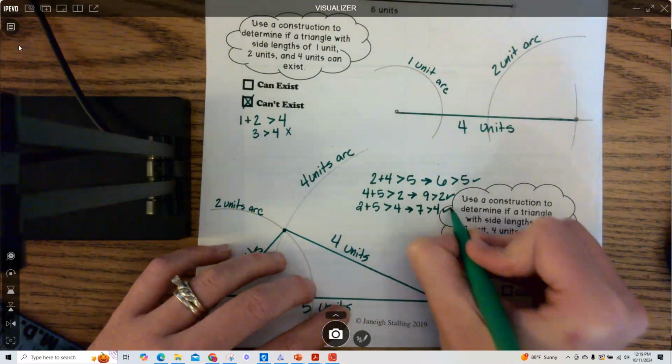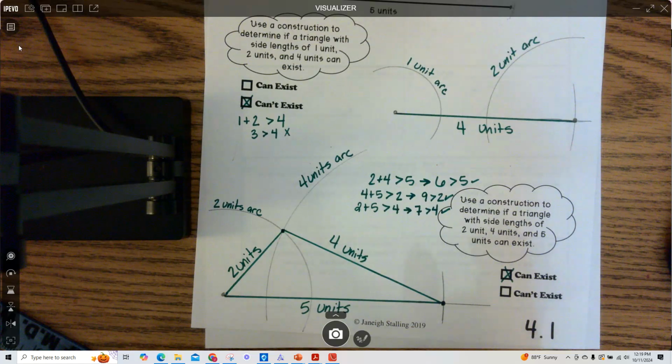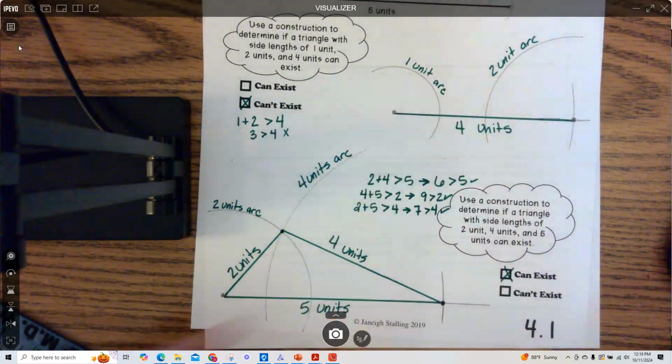So the math checks out. Every triangle will be that way. If you take two of the sides and you add them together, they're going to be greater than that third side. Okay? So that's it for this set of notes.